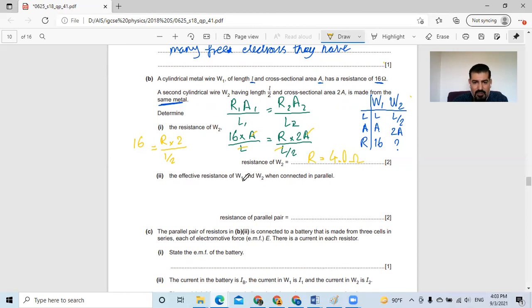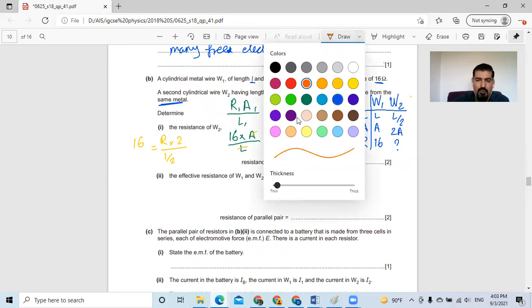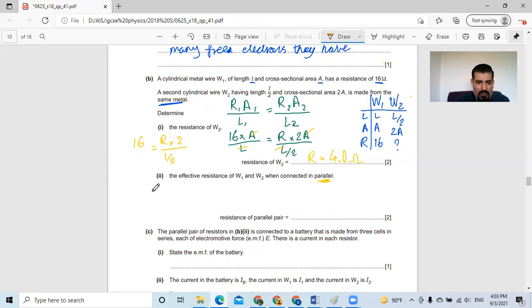Then what do they ask? The effective resistance of R1 and R2 connected in parallel, that we studied before. So we know that in parallel, we multiply them, then divide by their addition. So R in parallel equals R1 times R2 divided by R1 plus R2. R1, which is 16, times R2, which is 4, divided by R1, which is 16, plus R2, which is 4. So our answer will be 16 multiplied by 4 divided by 20. It will be 3.2 ohms.